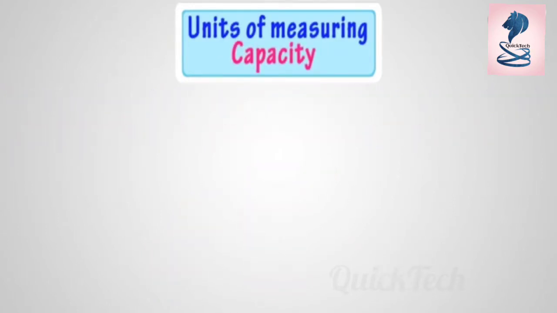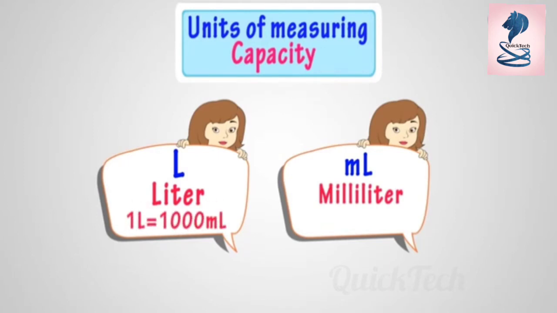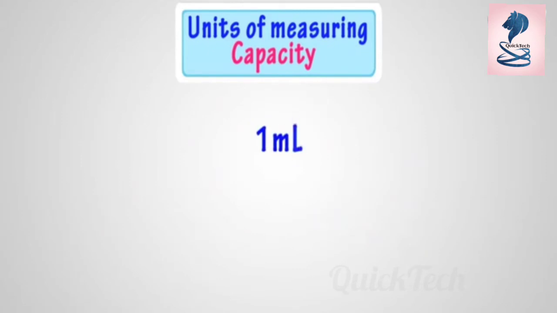Now, let's learn the units for measuring capacity. Capacity is measured in L or ml, where L is symbol for liter and ml is symbol for milliliter. Kids, 1 liter equals 1,000 milliliters. Now let's see how much quantity is 1 milliliter. This small container can hold at most 1 milliliter of water. So its capacity is 1 milliliter.